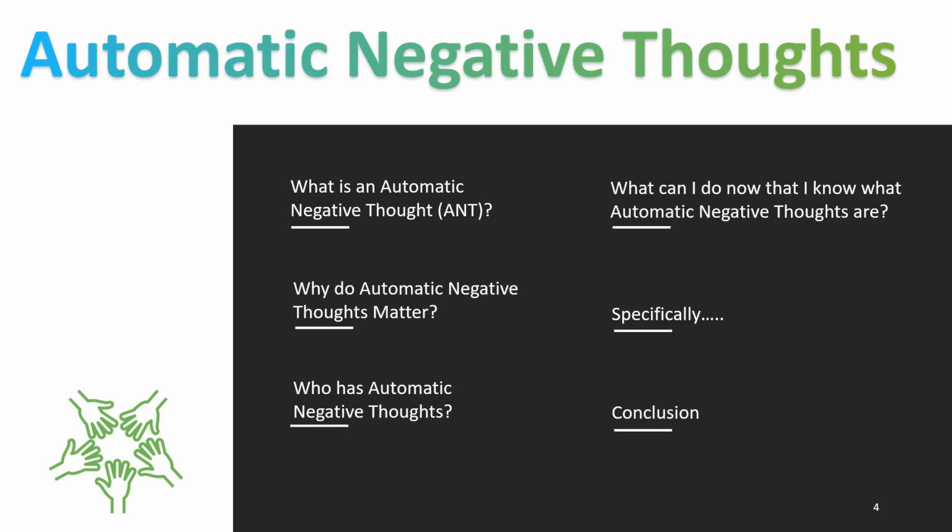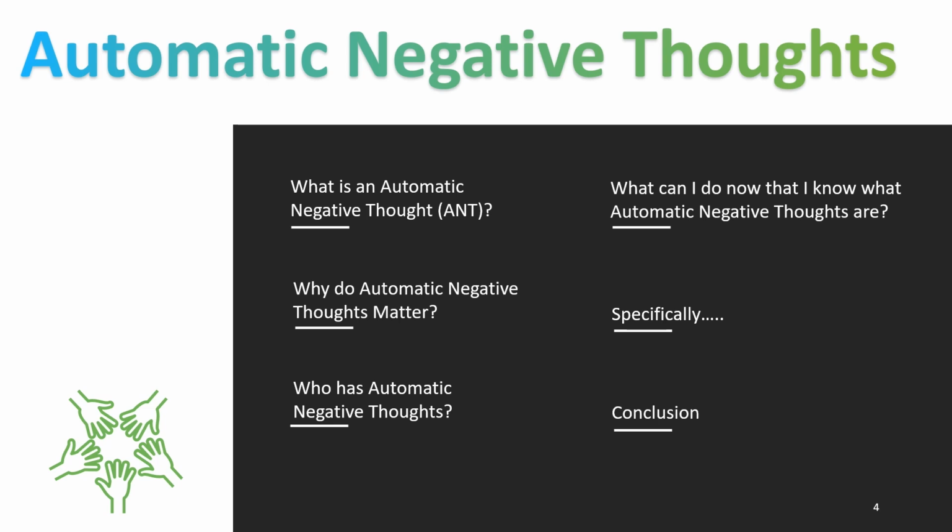Who has automatic negative thoughts? Everyone. Everyone experiences automatic negative thoughts, but in some cases, individuals may have very ingrained patterns of automatic negative thoughts that result in emotions such as depression, anxiety, fear, worry, guilt, or behaviors, self-defeating actions, avoidance, giving up. This type of thinking is not adaptive, not healthy, and not productive.